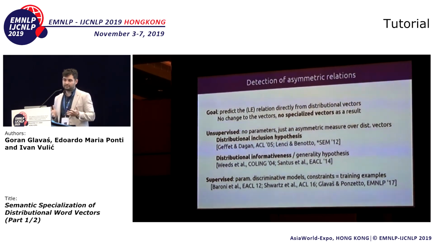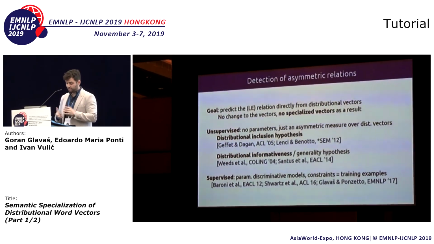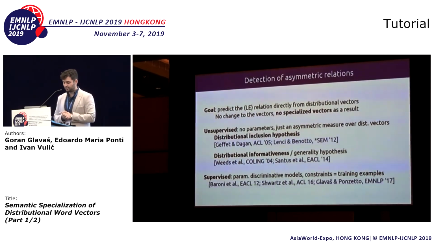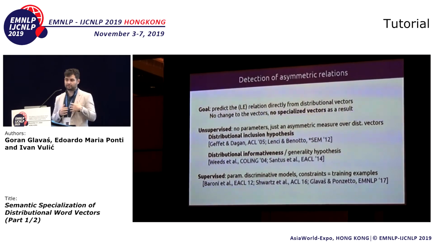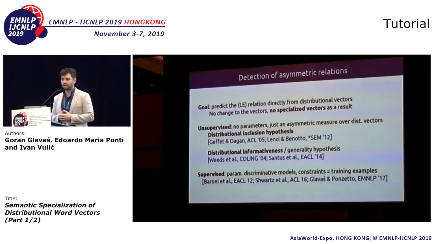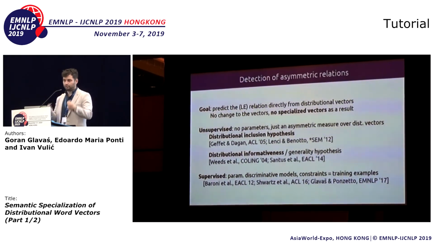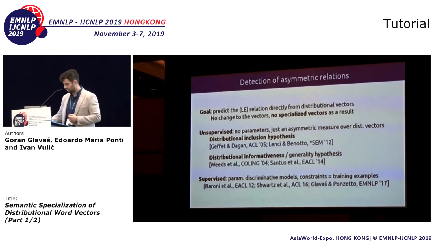What people have done is try to do it in an unsupervised way, relying on meaningful hypotheses like the distributional inclusion hypothesis or distributional informativeness, but also in a supervised way, where you feed what we would use as constraints in specialization, pairs of words that actually stand in that relation. You would treat them as training examples for a supervised model that doesn't tune the vectors, but predicts whether a relation holds.